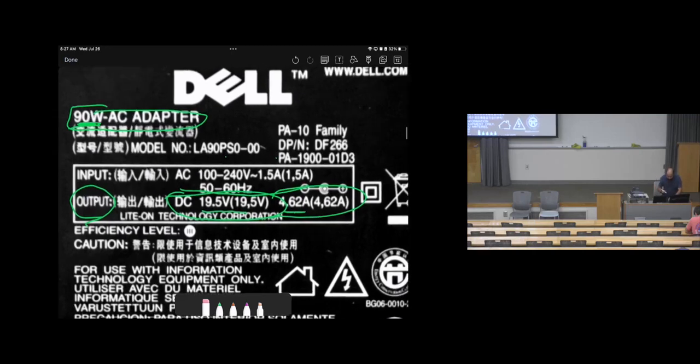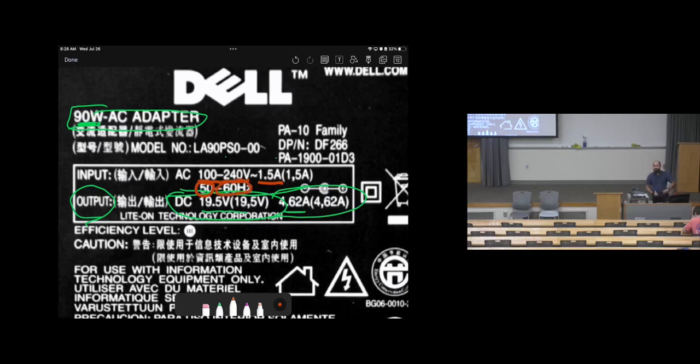So when you see this label, let's just look at this laptop. Here, you will see 100 to 240 volts. What does this mean? It can work at 100 volts, 120 volts, 200 volts, 160 volts, whatever. This device is capable of working with different types of voltages. Then 1.5 amperes. Then you see 50 hertz, 60 hertz.